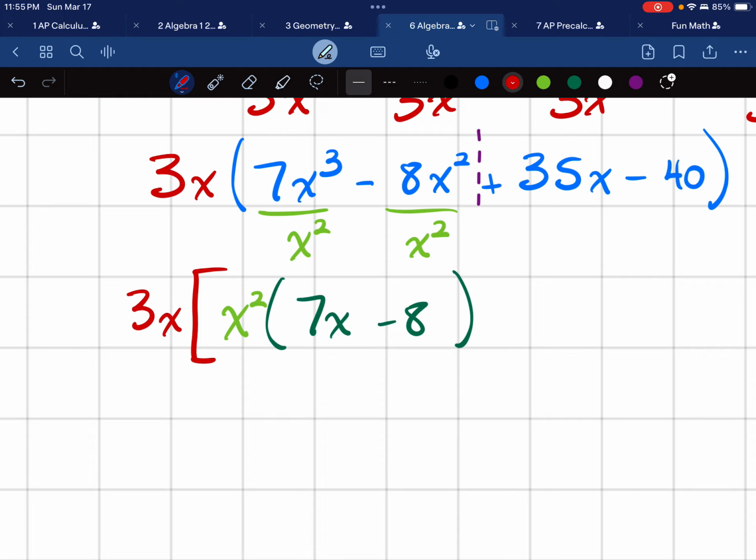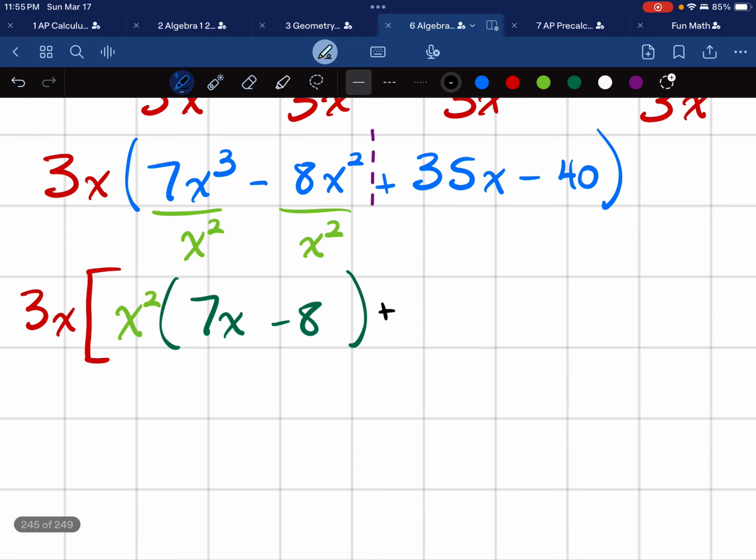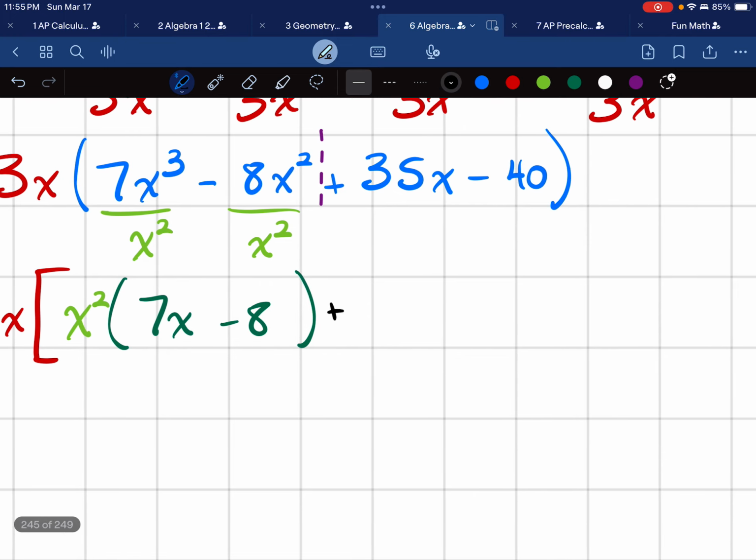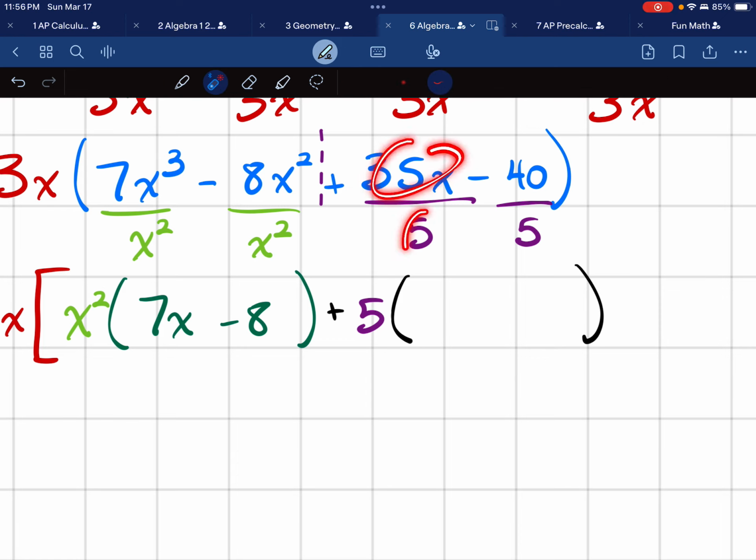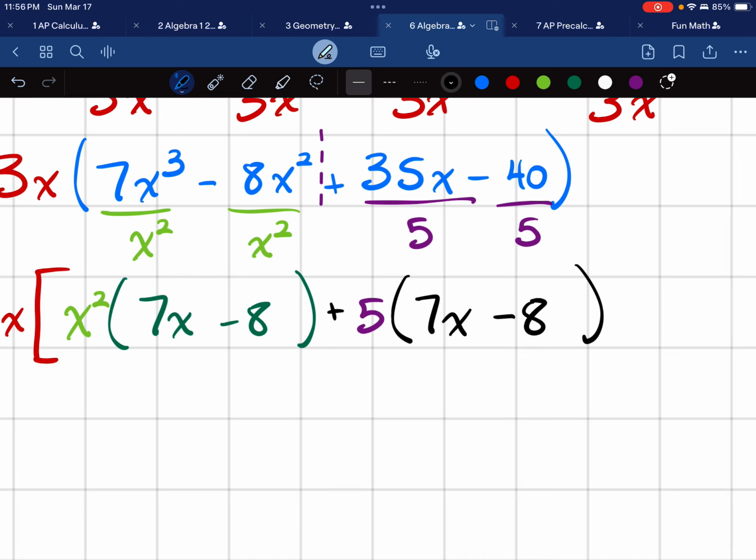All right, next, what do we have? We have plus, and we've got some things going on over here. What can I factor out on each of these? I can't divide them by an x, there's no x here. I can divide each of these by 5, which means 5 is factored out. What's left over when I factor out 5? Well, 35x divided by 5 is 7x, and negative 40 divided by 5 is negative 8. And check it out, we didn't even have to change this one. 7x minus 8 is the same as 7x minus 8, therefore I have my groupings correct.